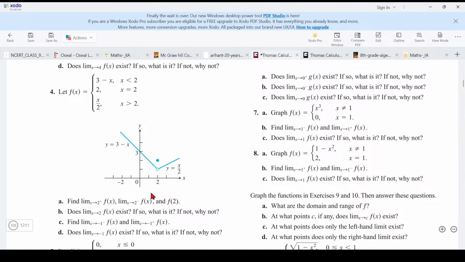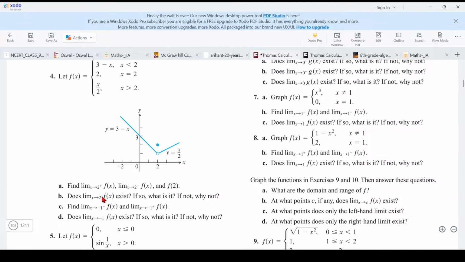Yes. Okay. Now he's saying limit x tends to 2 plus. What is limit x tends to 2 plus? X tends to 2 plus means x is approaching 2 from the right hand side. What is y approaching? Be careful. This is 1, this is 2, this is 3. X is approaching 2. What is y approaching when you approach from the right hand side?